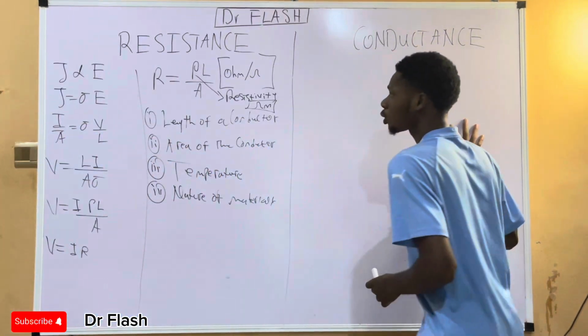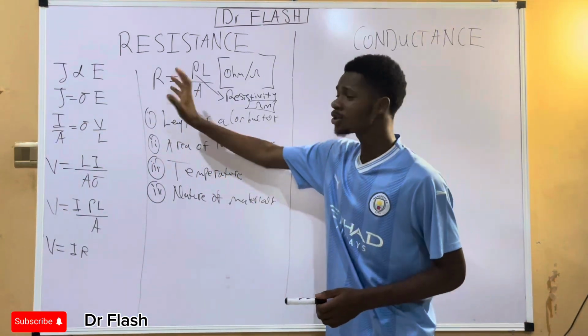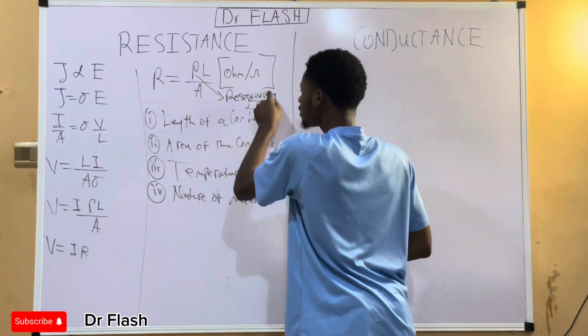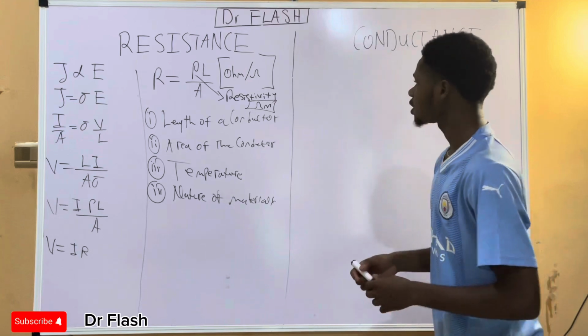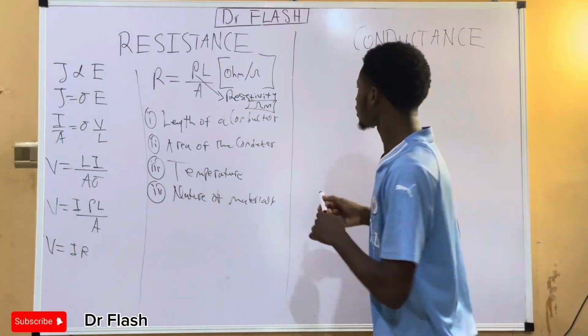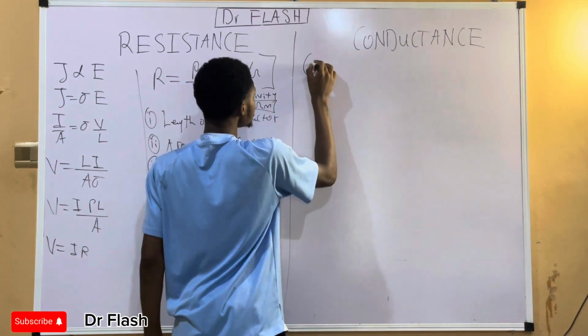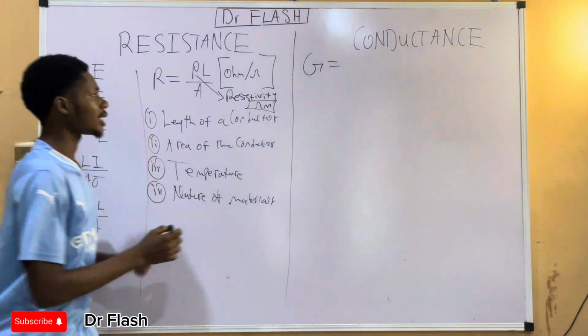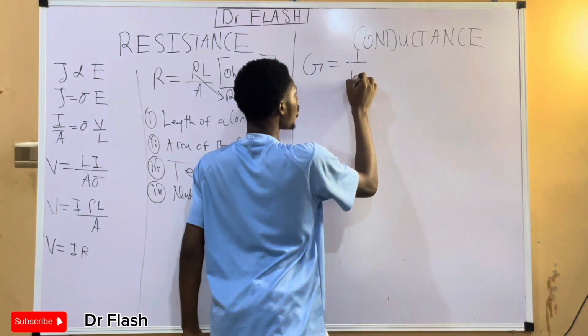Now that is that for resistance. When you now come to conductance, you will be having the slight opposite of everything we are having here. So for conductance, we have resistance. For resistivity, we are going to have conductivity. Now, conductance is represented as G. Conductance is the reciprocal of resistance. Conductance is 1 over R.